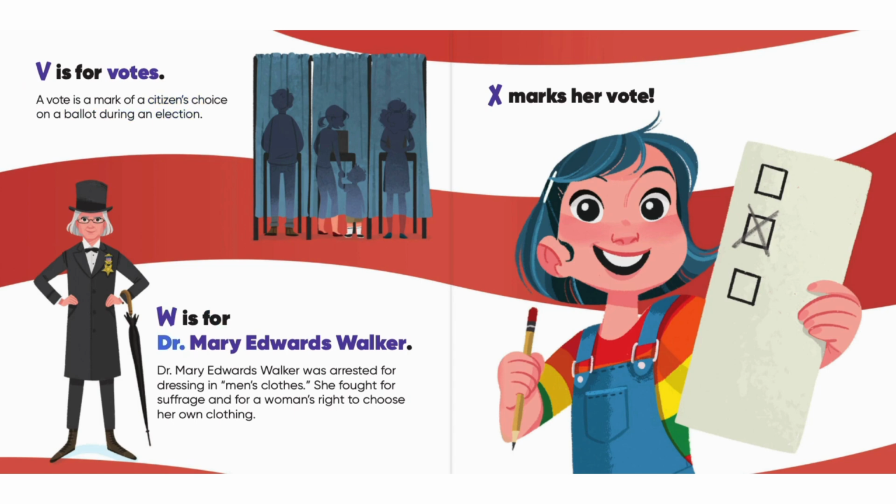W is for Dr. Mary Edwards Walker. Dr. Mary Edwards Walker was arrested for dressing in men's clothes. She fought for suffrage and for a woman's right to choose her own clothing. X marks her vote.